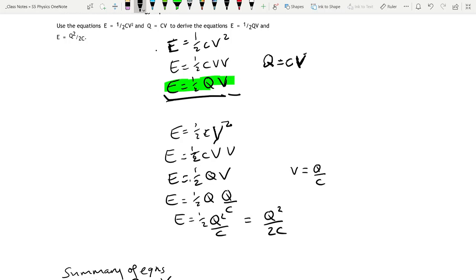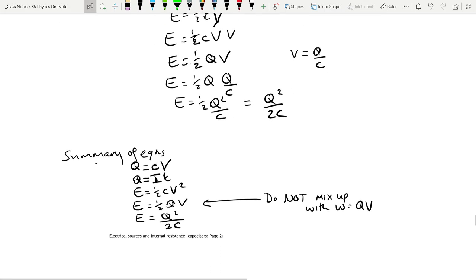Okay, so what I've written at the bottom is a summary of equations that are related to capacitors. Q equals CV, Q equals IT, E equals half CV squared, E equals half QV, and E equals Q squared over 2C. I've written here, which is quite important, there is an equation that's very similar to half QV, and it's W equals QV from your particles in magnetic fields unit. Please do not get these mixed up. E equals half QV is only for capacitors, does not work with anything else. So if you start using that with something else, you will get wrong answers. So please don't get those mixed up.